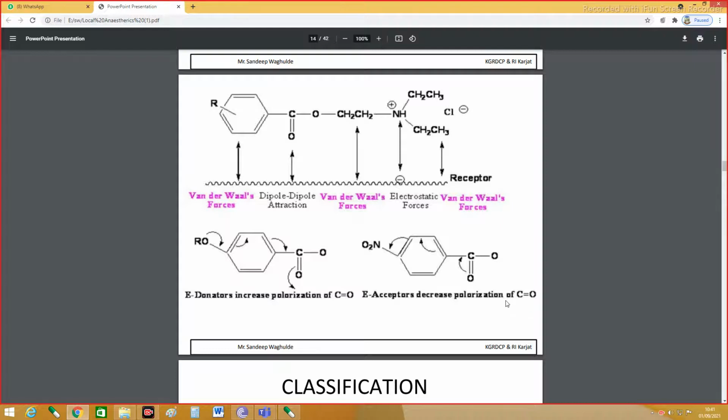Now, what is the important part of electron donors and electron acceptors? It is important for the polarization of carbonyl groups.